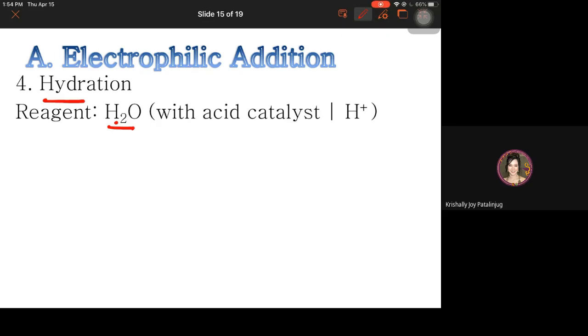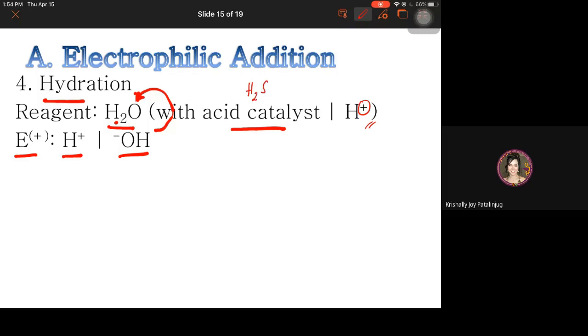And take note, this type of reaction commonly occurs under acidic conditions. Okay? That is why a hydration reaction always occurs in the presence of an acid catalyst. Since it is under acidic conditions, there should always be an acid catalyst. That will be the source of H+. So the electrophile produced from that reagent is the H+ coming from the acid catalyst and the OH coming from the water being added. The most usual acid catalyst used is sulfuric acid.